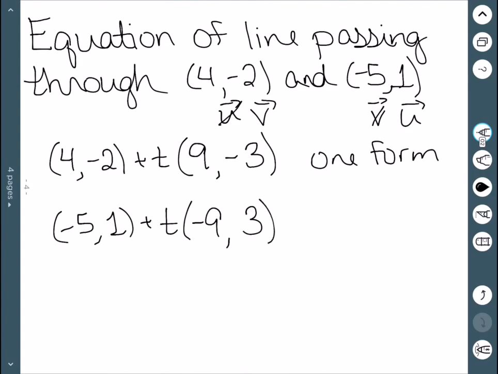Therefore, these are not unique at all. In fact, these are just 2 points on the line. If I pick any other points and try to do it with those, I would get even more different ways to represent this.